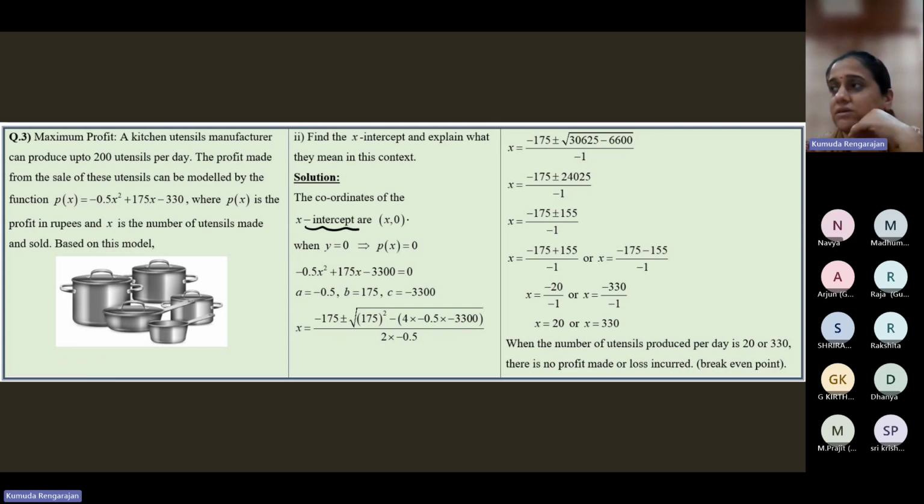The x-intercepts are the points where the parabola cuts the x-axis. On the x-axis, the points look like (x, 0). So when y is 0, meaning P of x is 0, you'll have to solve the quadratic equation using the quadratic formula. It's difficult to split the middle term or factorize. So solving with the quadratic formula, we get 20 or 330.